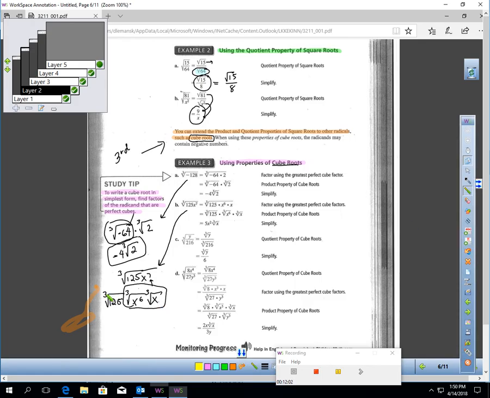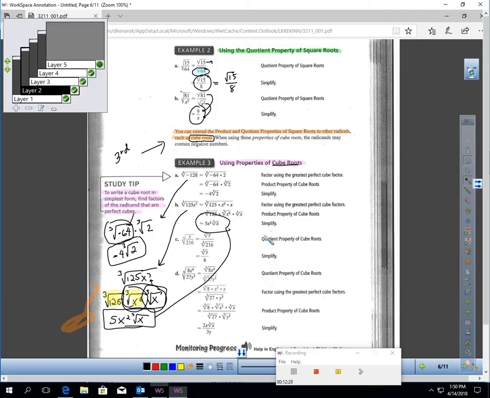Now, let me highlight. That's a perfect cube. 5 times 5 times 5 is 125. This is a perfect cube. Let me highlight it again. x squared times x squared times x squared is x to the 6th. And this I can't, that's trapped. The x is trapped in the radical. There's no perfect cube there. I just simplified that, okay?